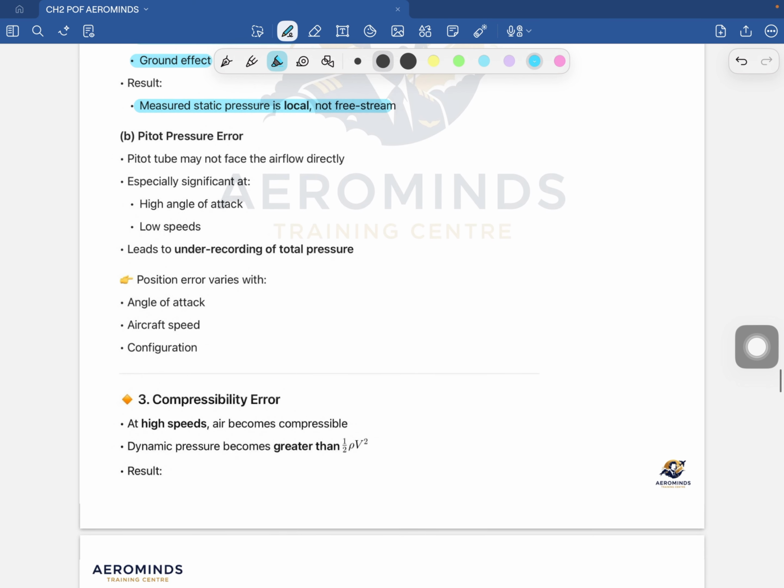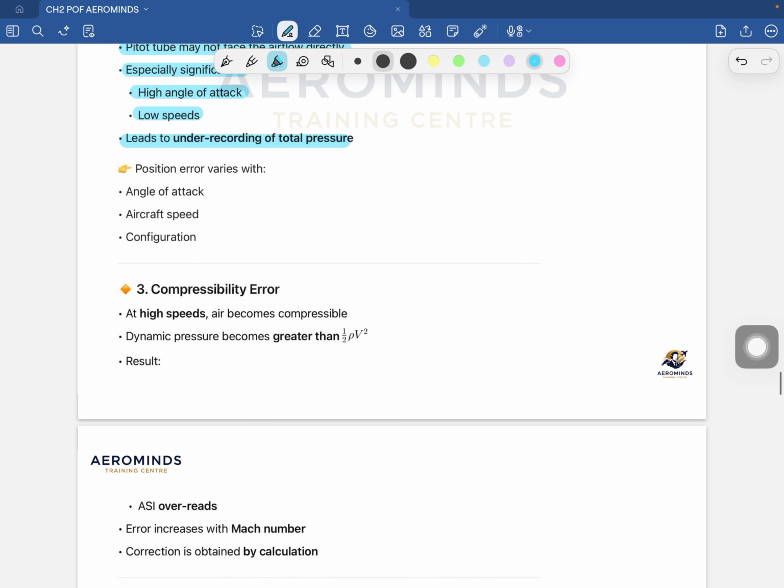Now comes the pitot pressure error. The pitot tube may not face the airflow directly, especially significant at high angles of attack and lower speeds, and it leads to under-recording of the total pressure, which will obviously show the airspeed less. Now the position error basically varies with what? The angle of attack, the aircraft speed, and the configuration. So remember these three terms, AAC.